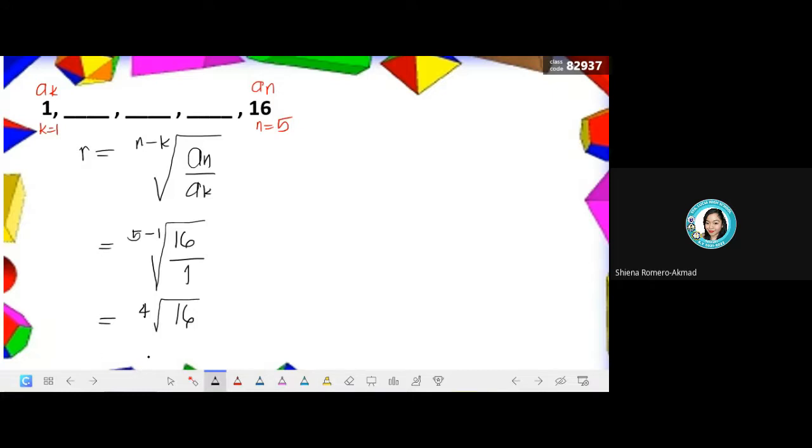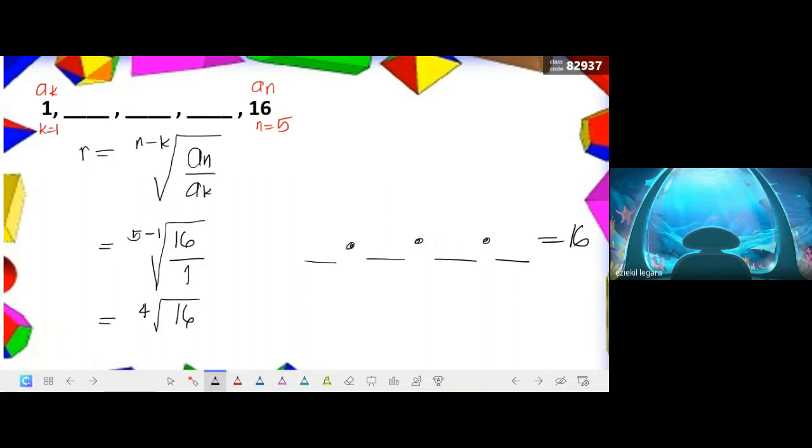Four times two lang yata eh. Four times four lang ata yun eh. Ang ibig sabihin ng 4 dito is what is that number na kapag minultiply mo sa sarili niya ng 4 na beses, 16.